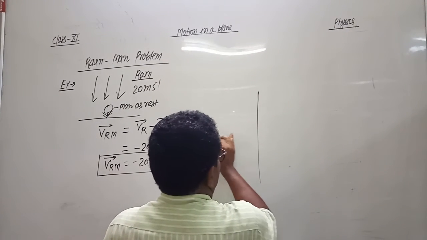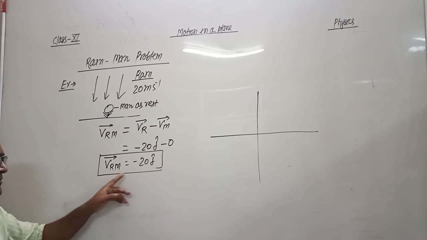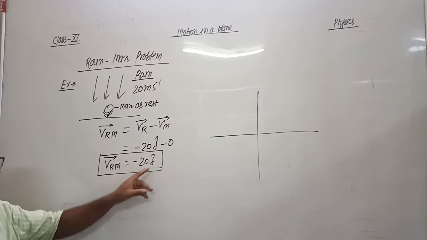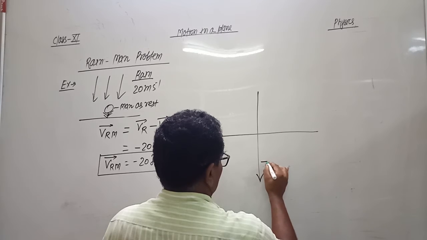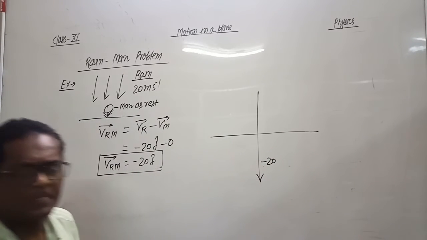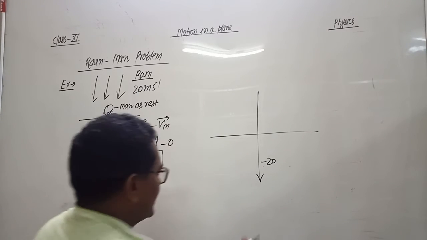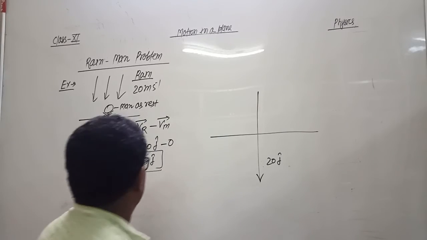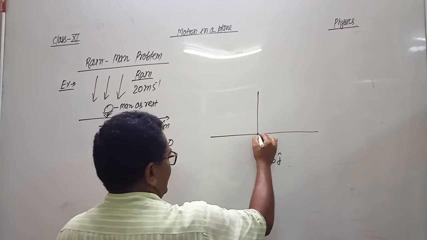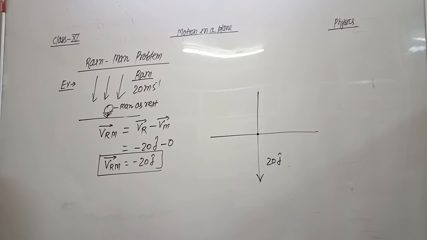So draw its diagram. The velocity of rain with respect to man is minus 20 j. This direction represents the negative y axis, minus 20 j. And the man is standing at rest. So in which direction should he hold his umbrella?